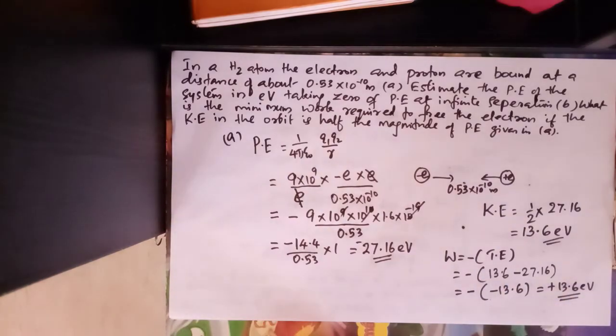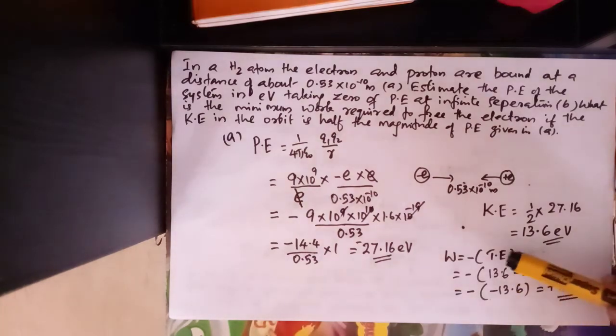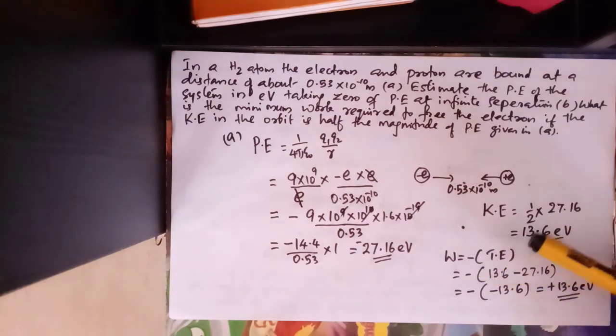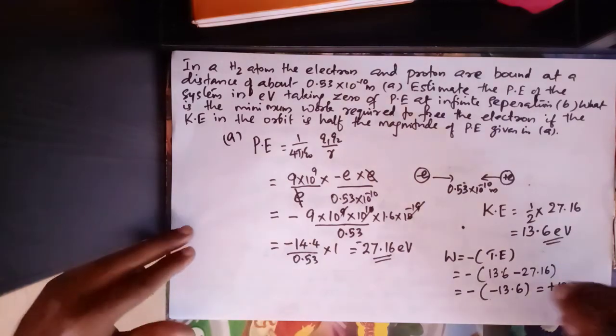Means we need to give energy equal to the total energy. Means we have to apply the energy. The total energy is positive, so we have to supply this energy to separate the electron. Okay, this is the second question.